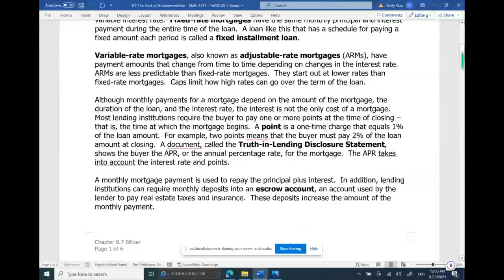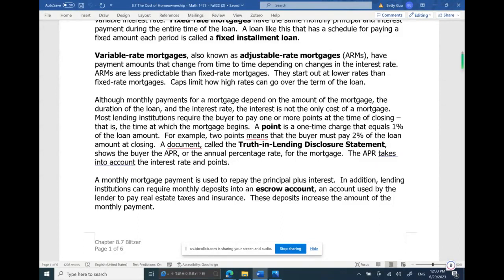Besides the down payment upfront, you sometimes have to pay points. And what is a point? A point is a one-time charge from the lender that equals 1% of the loan amount. Very important. One point is 1% of the amount of the mortgage, the money you need to borrow from the lender. It is not 1% of the home price. One more time, a point is a one-time charge that equals 1% of the loan amount.